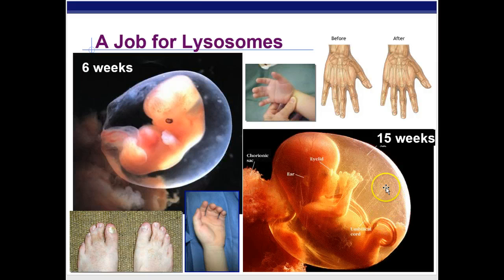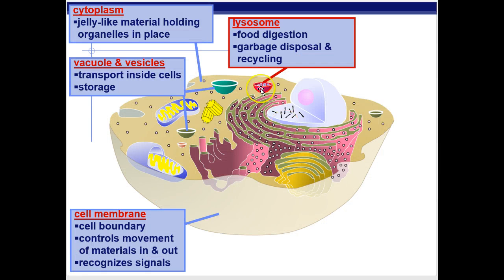Here's an interesting job for lysosomes. Did you know that in our very beginnings, while we're developing, our fingers and toes actually have tissue in between them? But luckily, lysosomes, releasing their enzymes, help to get rid of that tissue in between. If that is unsuccessful during our development, we're born with what's called webbed toes or webbed fingers, as we see here. Here's a lysosome in this picture. Again, think of it like the housekeeper or the custodian of the cell.